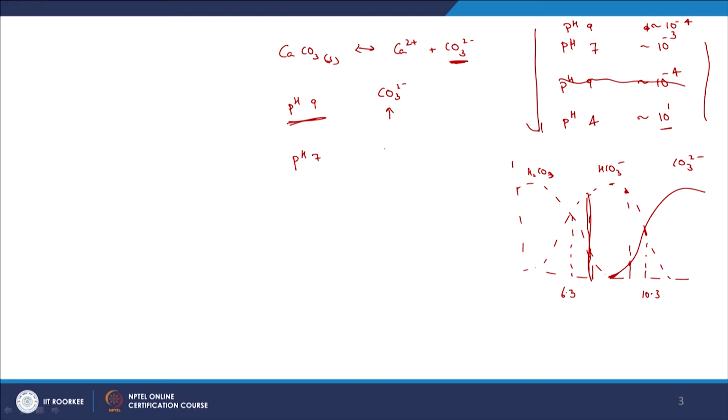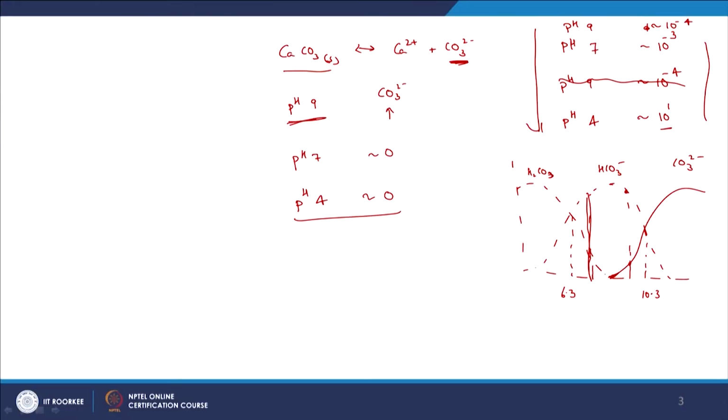So, I am going to say at pH 7 it is almost equal to 0, and same case with pH 4, it is equal to 0, or if not almost, slightly I guess. But at pH 4 you know that CO3 2- is not going to exist in solution. So, why is this important now? As this calcite dissolves and forms Ca2+ and CO3 2-, right, yes.